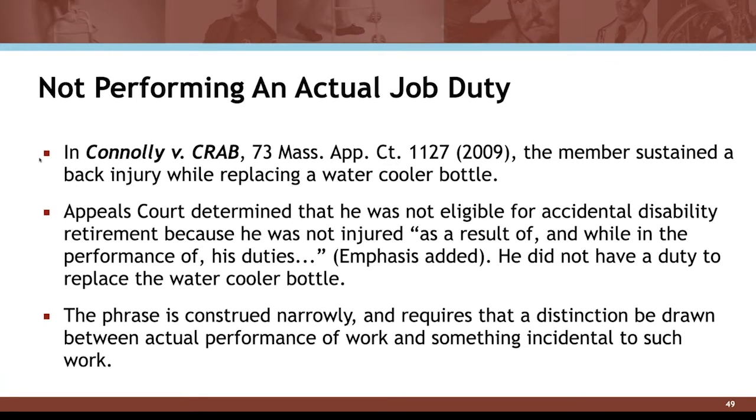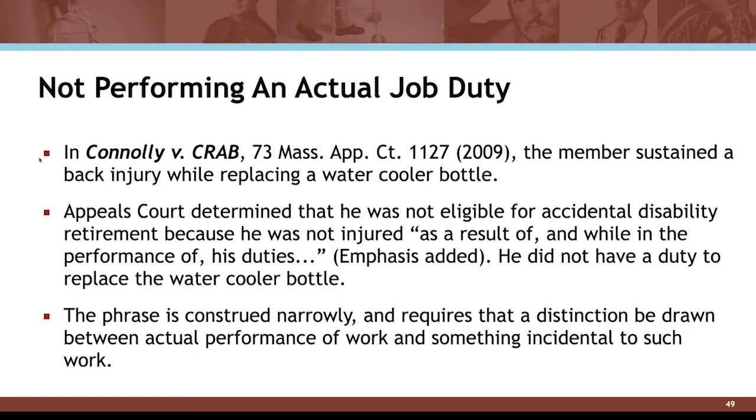All right, regarding not performing an actual job duty: again, to be eligible, you must be injured while performing an actual job duty. That's one of the reasons why a job description must accompany an application. As stated earlier, Section 7 requires that the injury be sustained as a result of and while in the performance of one's duties. The seminal case on this is the Connolly case.